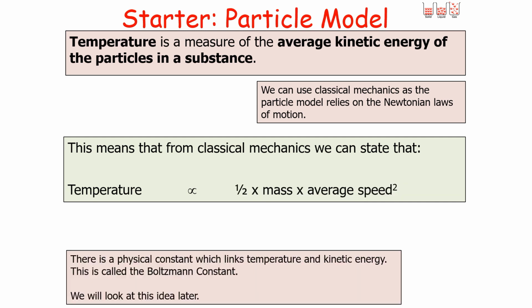So therefore temperature is directly proportional to 1/2 times mass times average speed squared. Now there is a physical constant which links the temperature of a substance with the average kinetic energy of the particles in the substance, which is called the Boltzmann constant, which we'll look at later.